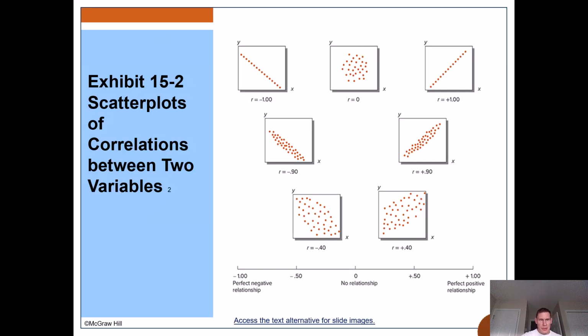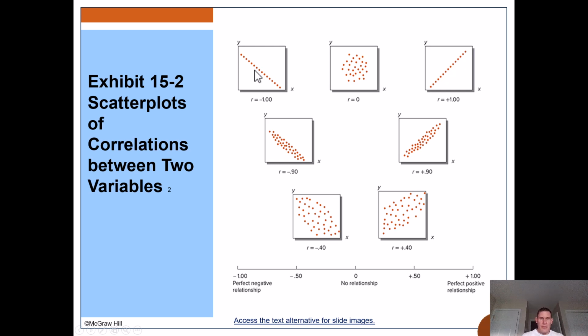So here we see some scatter plots of correlations between two variables. If we look at this one, it says R is -1. This is what's called a perfect negative relationship. And this is obviously R equals 0. There's no relationship there. R equals +1. This is a perfect positive relationship.